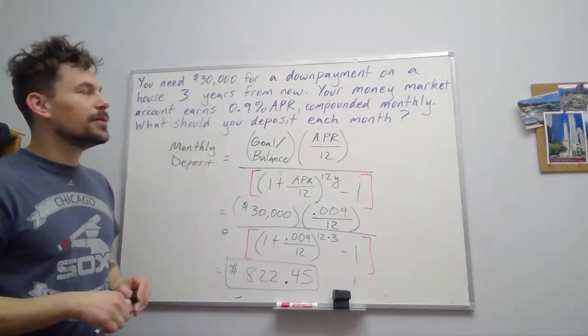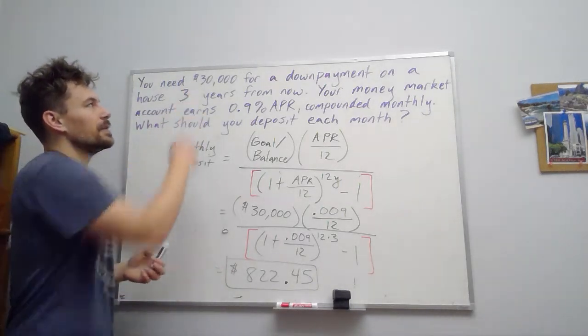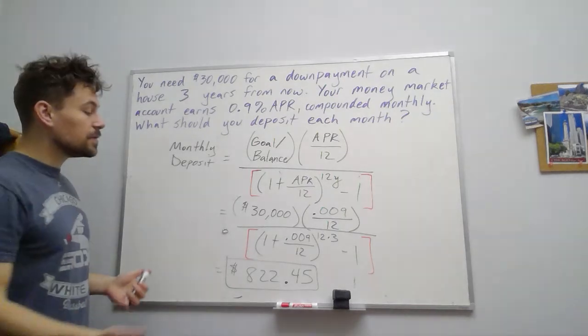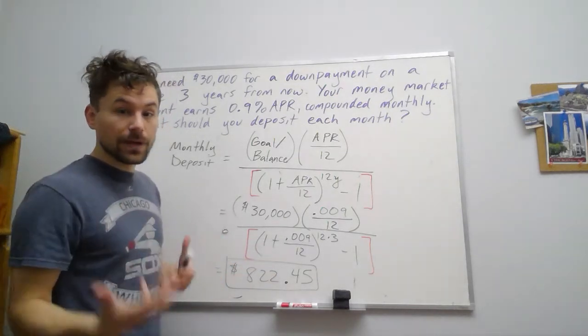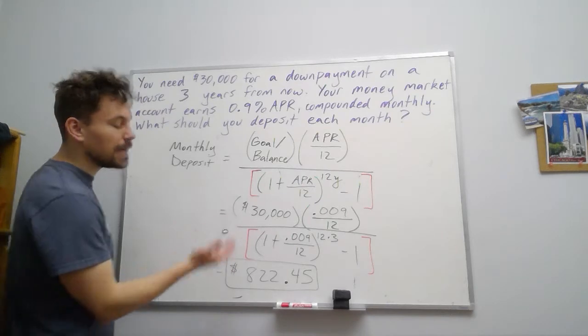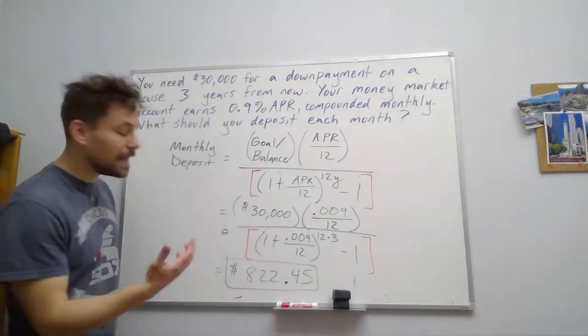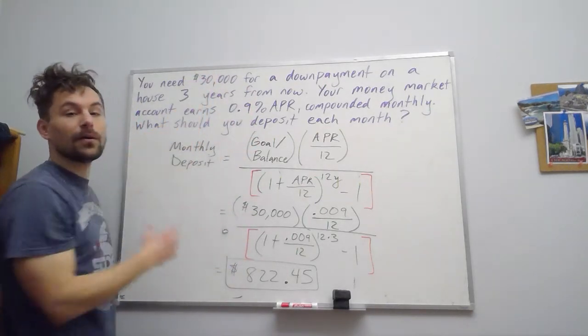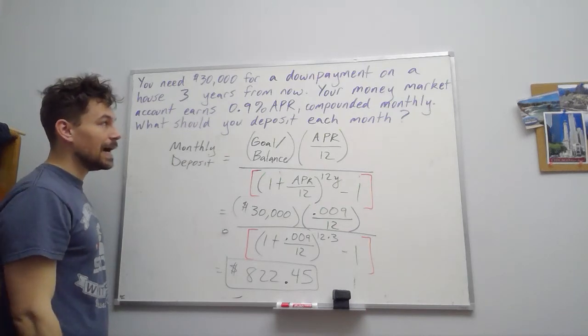If you're looking at this scenario and saying, how do I know it's exactly 30,000 I'll need? Well, maybe you don't. So we're trying to get a ballpark in reality. So you might say, okay, I'm going to put in 800 or 825 or 850, right? If you want to be in and around that 30,000 after 3 years.